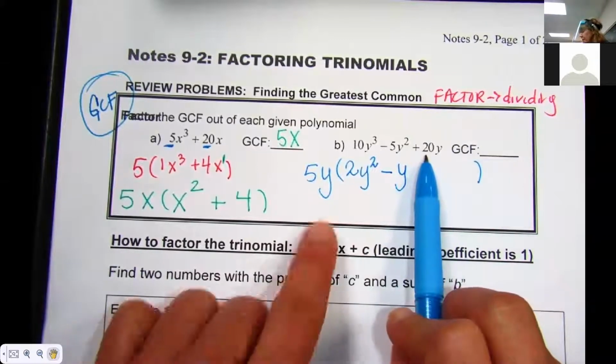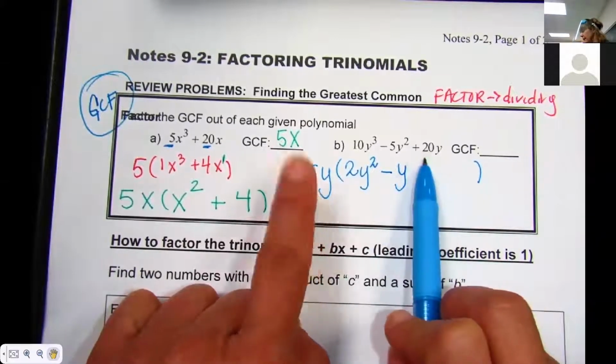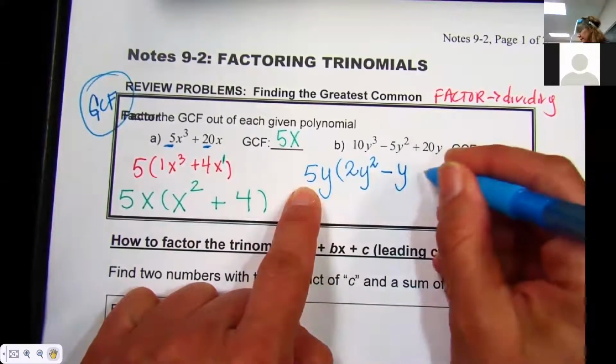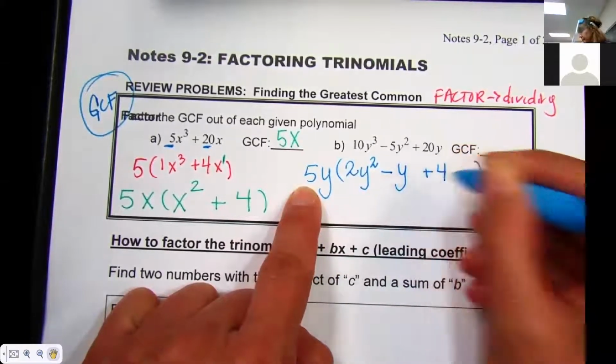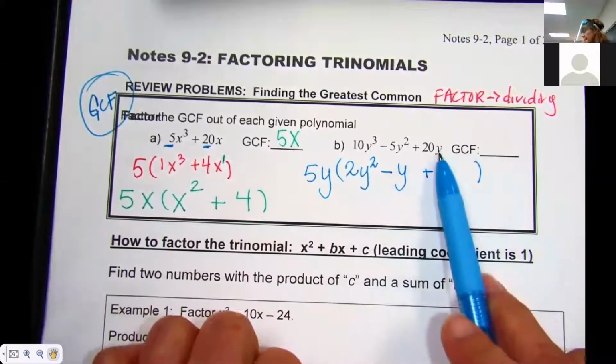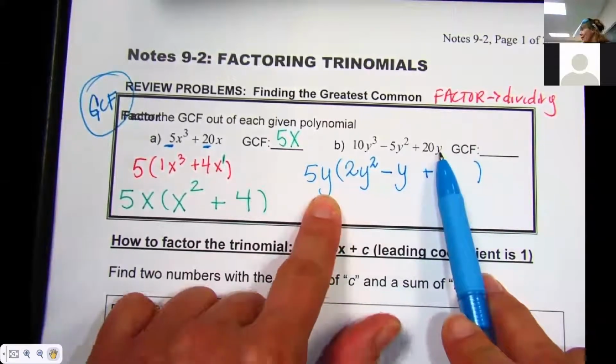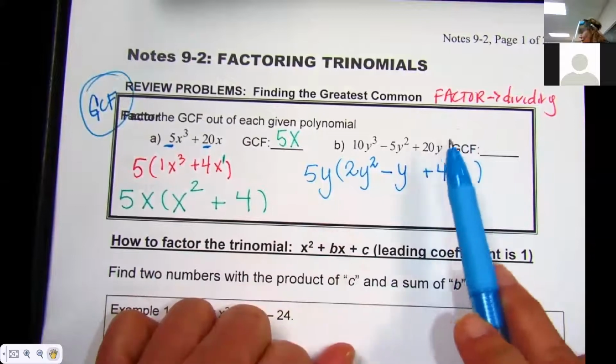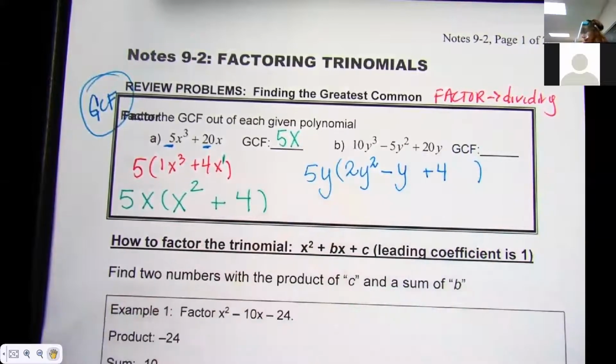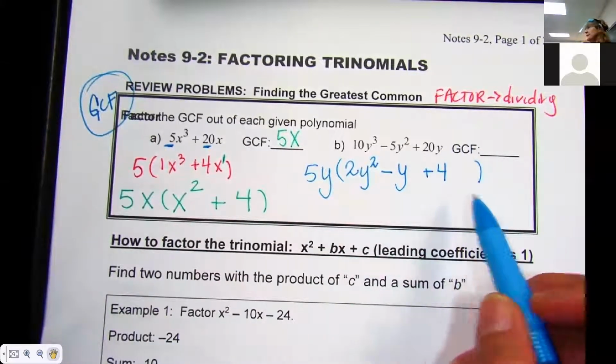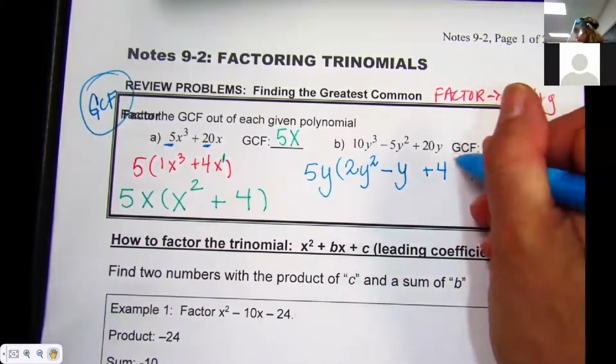So 20 is a number, so we're going to divide. 20 divided by 5 is a positive 4, so let's write plus 4. And then there was a y, but we took that y out. We took it away. So a y minus a y is nothing. So I kind of have an empty space there, but that's okay. I could scoot my parentheses over.